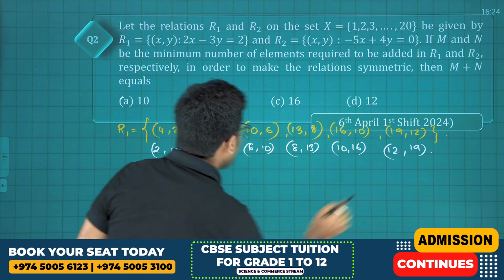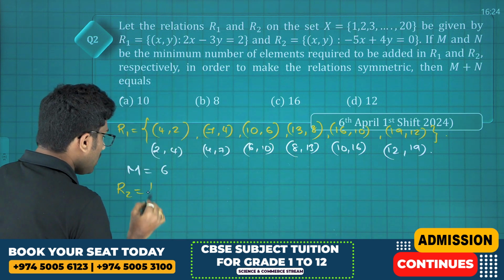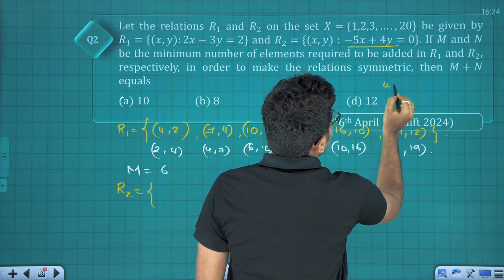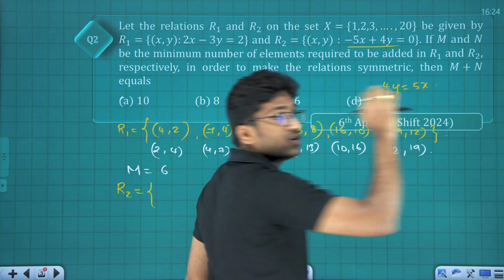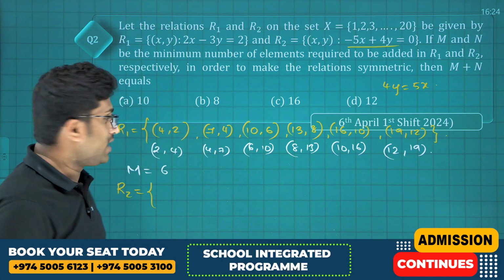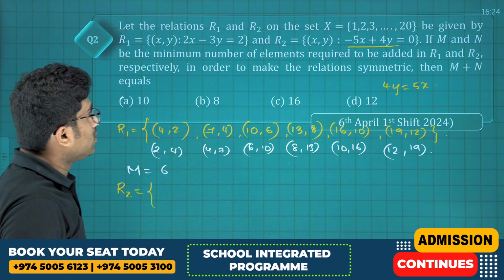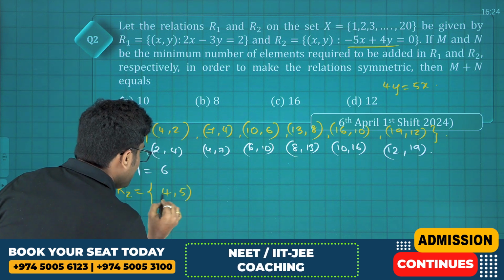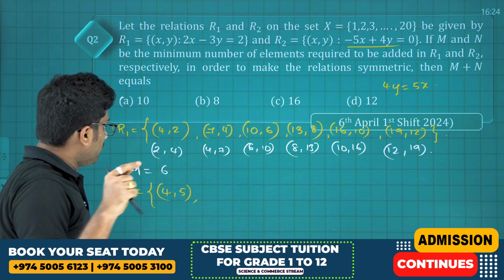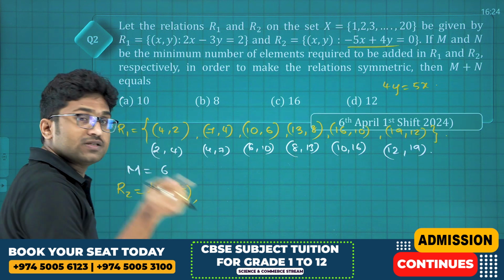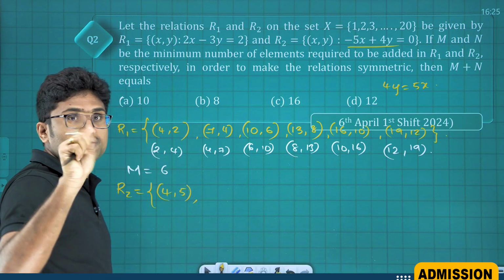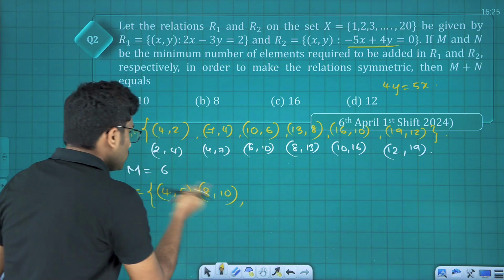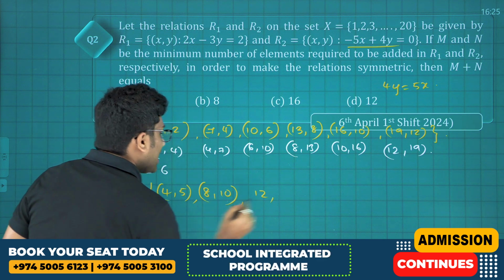Chalo, now we'll find R2. R2 is nothing but minus 4x plus 4y equals 0, that is, we can say 4y is equal to 4x, friends. In this case, what are all the ordered pairs? Let me write the pairs: 4 comma 5 is an element. When x is 4, 4 5s are 20, y is also 5. Then 8 comma 10, then 12 comma 15.